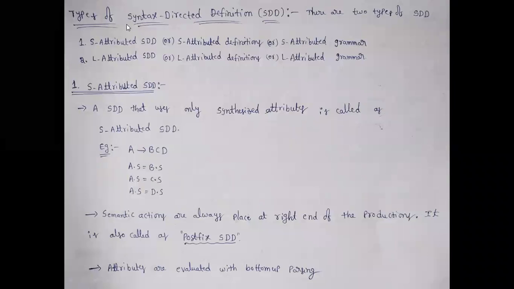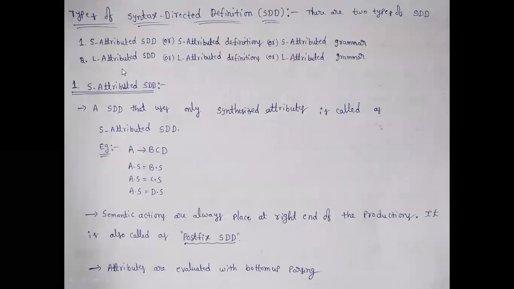Okay, so next, these are the two types of attributes. Types of syntax directed definition: S-attributed and L-attributed. S-attributed uses only synthesized attributes, and in L-attributed we use both synthesized attributes and inherited attributes. In the inherited case, we have one restriction, that we take the values from the parent and left sibling only. So these are the two types of syntax directed definition.